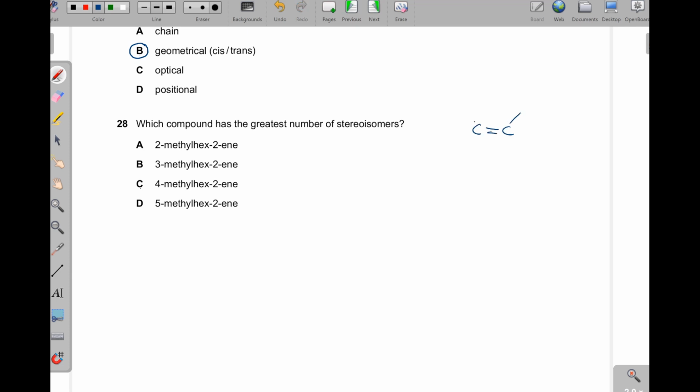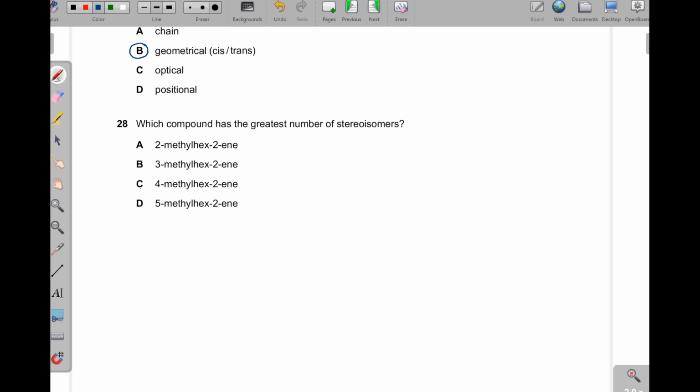Do they have their groups that are attached to them different? Is this one different from this? Or is this one here different from this? But again, if this one has 2 groups that are different from each other, but then this one has identical, then the isomerism fails there. All right. Now let's go.